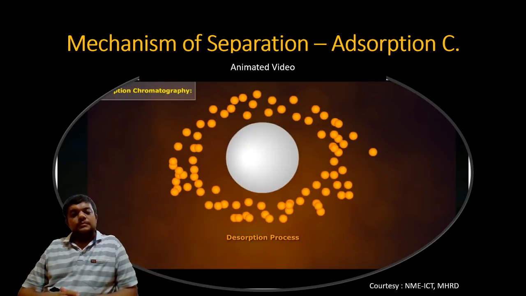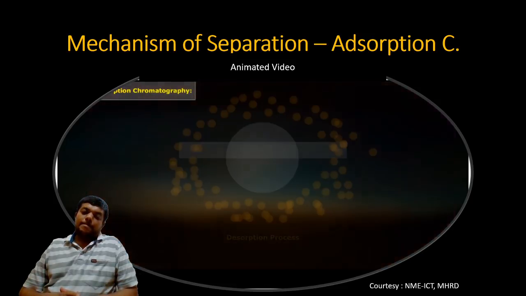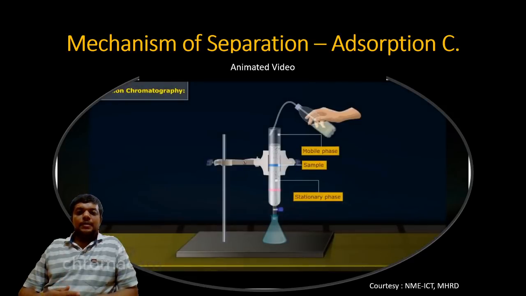Here the stationary phase is a solid. Separation is due to a series of adsorption and desorption steps. If you look properly, you will get an idea that the phenomena of adsorption and desorption happen in a continuous chain, resulting in adsorption, desorption, adsorption, desorption, adsorption, desorption, leading to separation. So this was the first method.